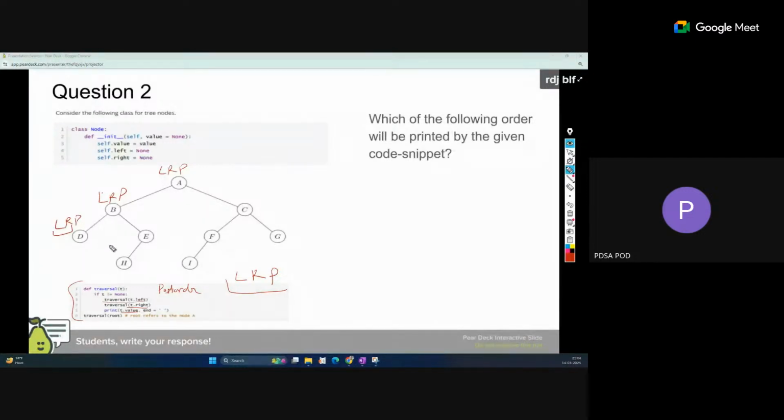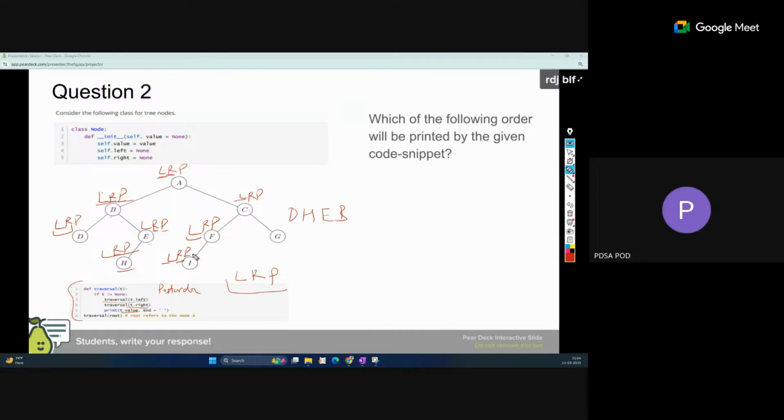Okay, so no left, no right. D is the first one, and then here no right is there, LRP, and the left is there, LRP. So H will come next. Okay, you complete. Now no right, print E. Okay, and this print B. Now the left is completed. Okay, now the right part. So LRP. Now left, LRP, left, LRP.